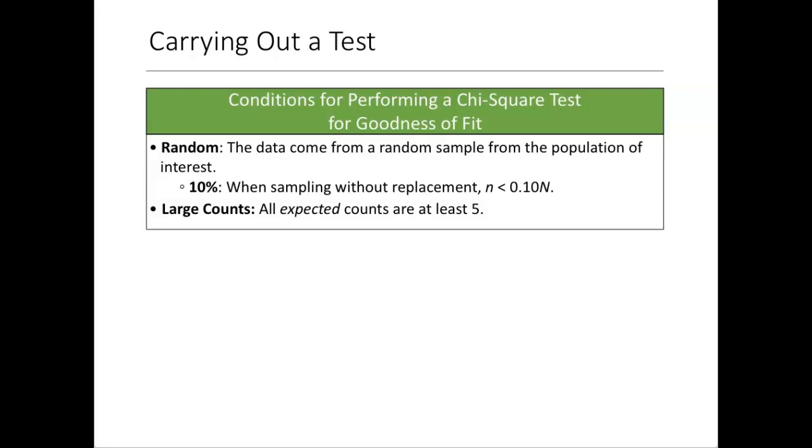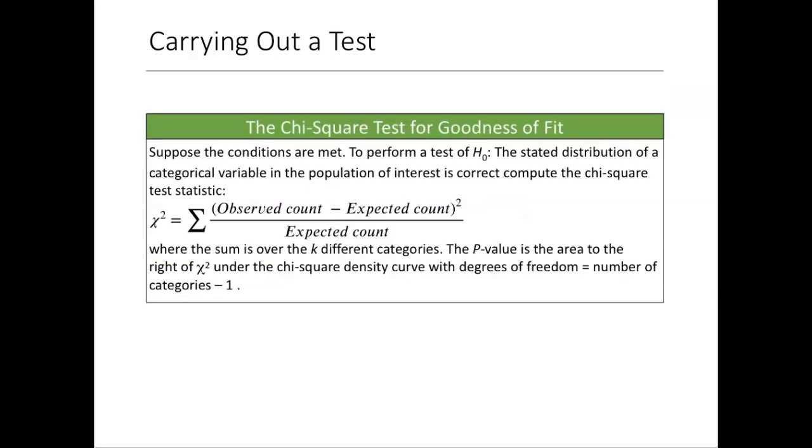Random, 10%, large counts. But again, the large counts is going to be different than for a mean or for a proportion. Here's your large counts condition. Your expected counts need to be at least 5. That means you need to list out your expected counts. So we didn't check conditions on that last one. We'll do one all the way through.